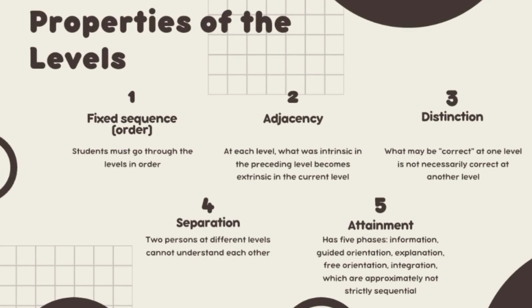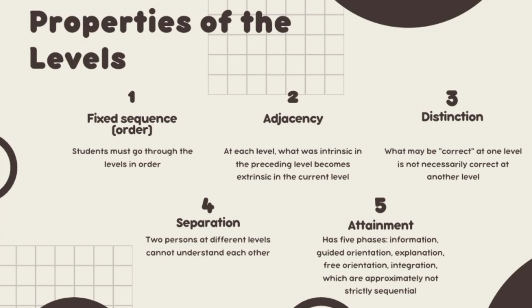Moving on, the Van Hiele levels have 5 properties. First is the fixed sequence. Second is the adjacency. Third, distinction. Fourth, separation. And lastly, attainment.